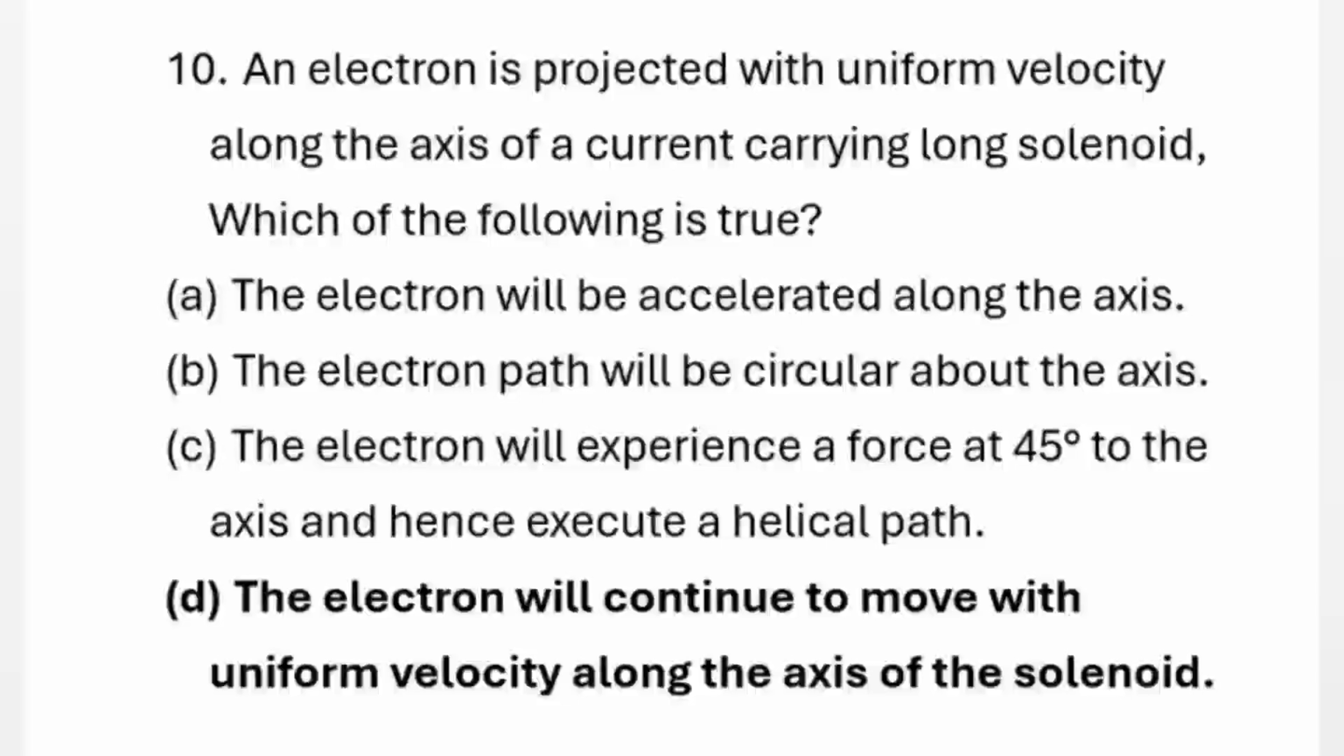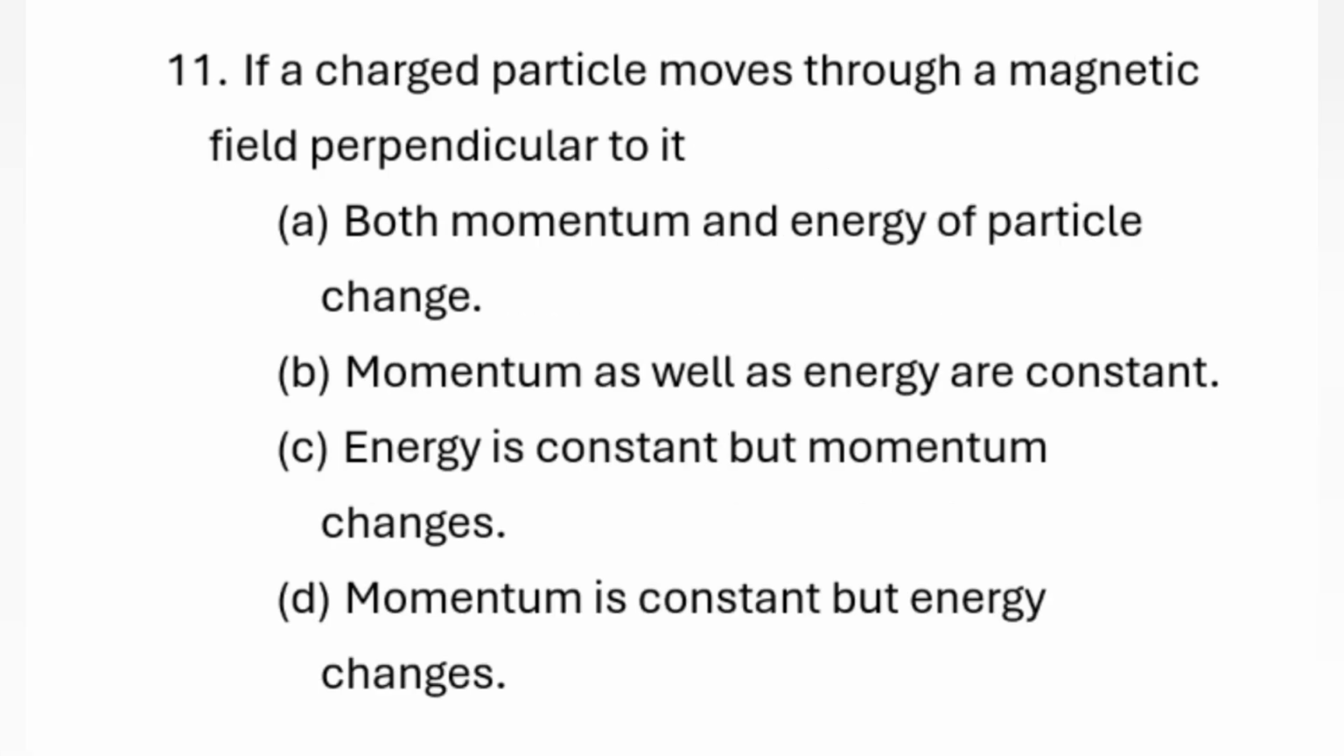Here the correct answer is option D, the electron will continue to move with uniform velocity along the axis of the solenoid. Question number 11. If a charged particle moves through a magnetic field perpendicular to it, option A, both momentum and energy of particle change. Option B, momentum as well as energy are constant.